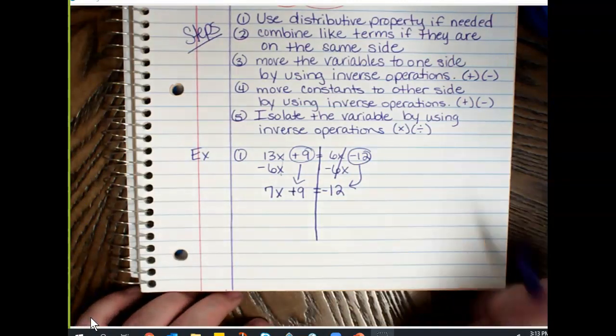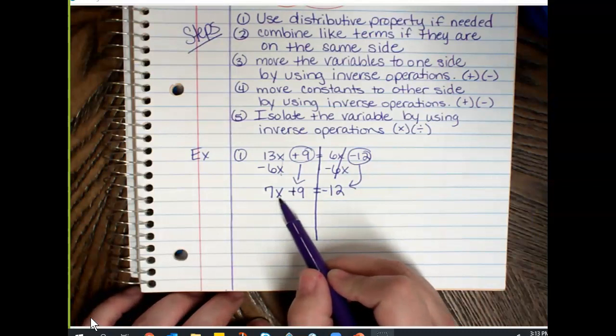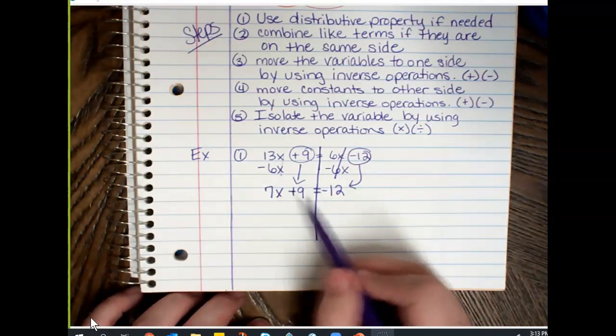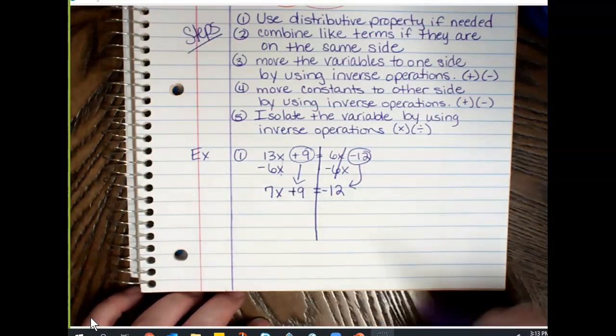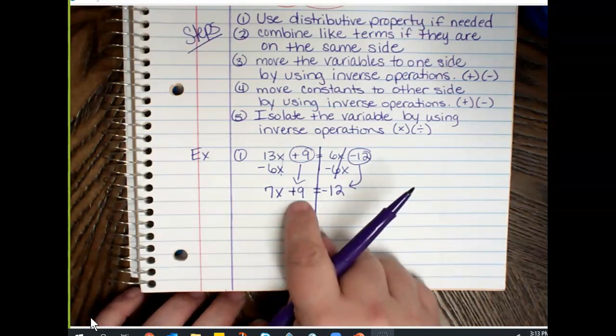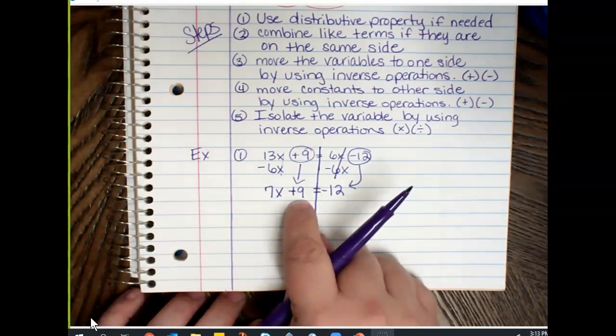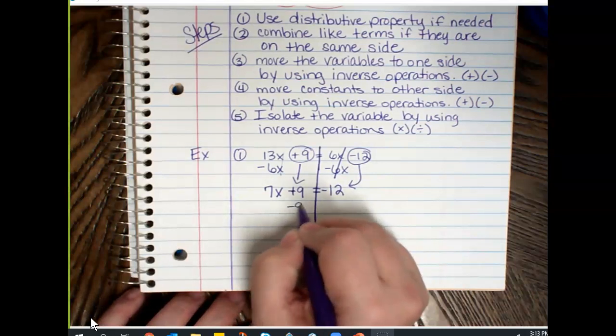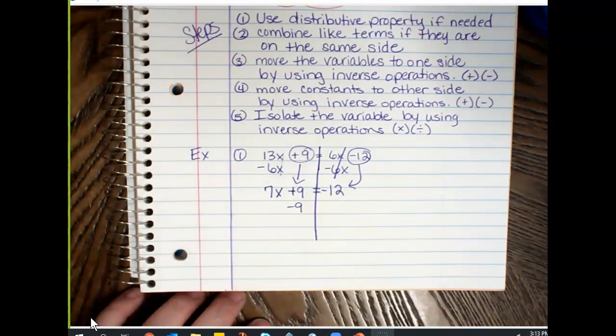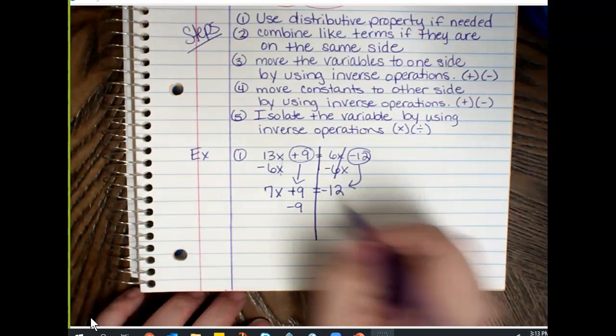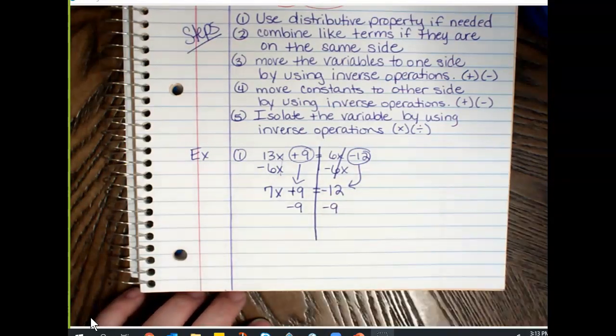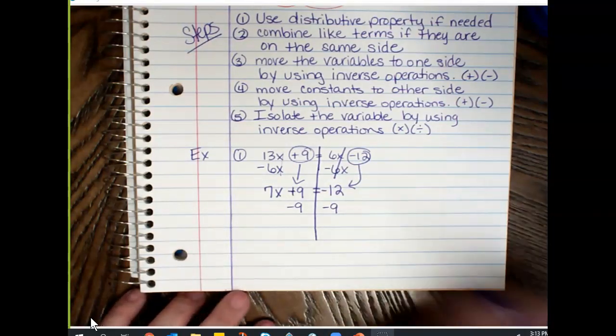Okay, now that I have my variables over here on the left, I need to move this constant, this plus 9, over to the right side. So what's the opposite of adding 9? Subtracting 9. But what I do to one side, I do to the other. Very good.